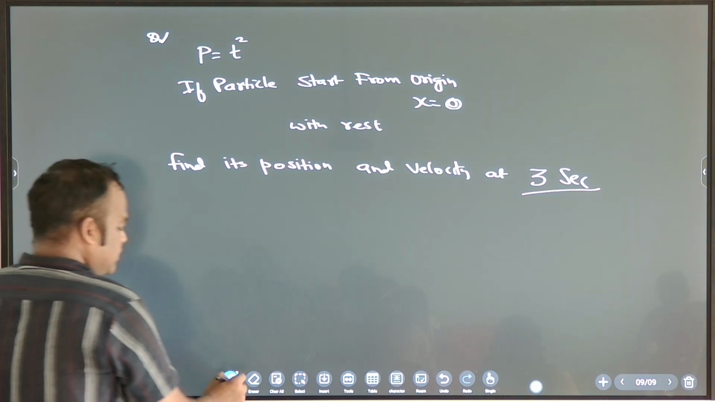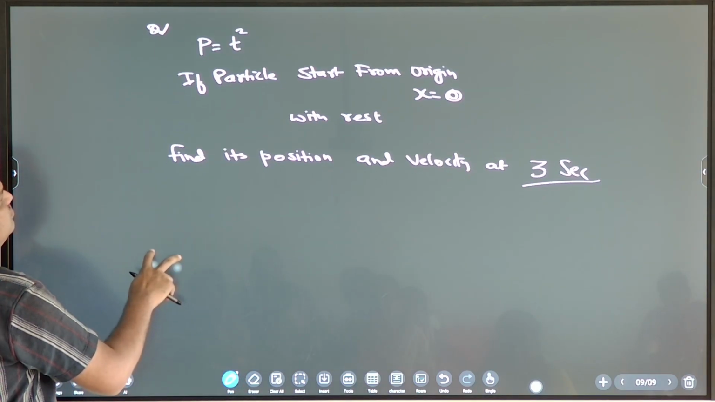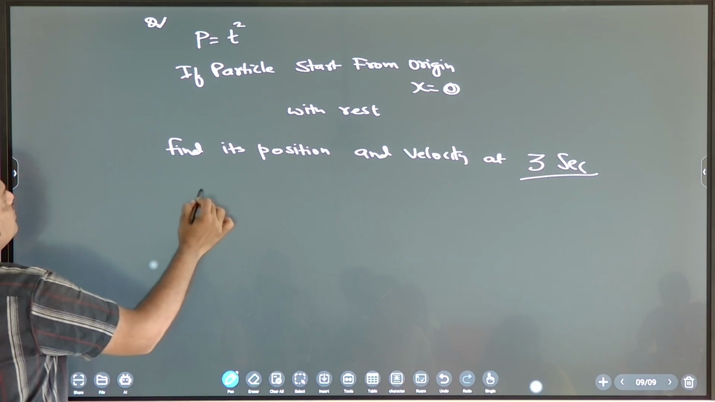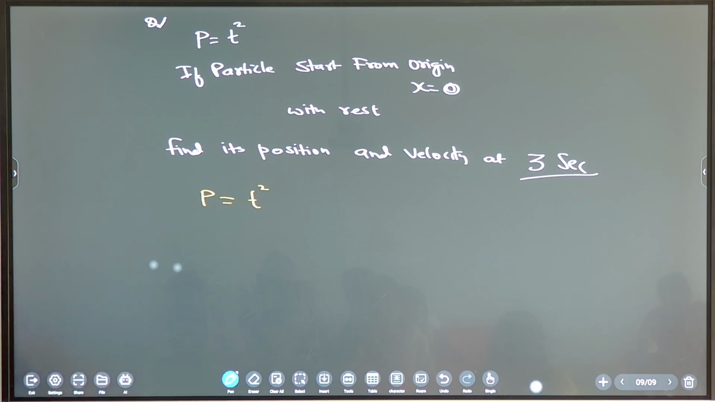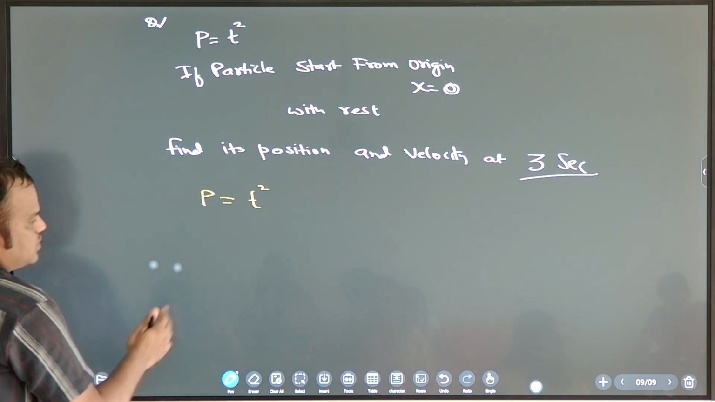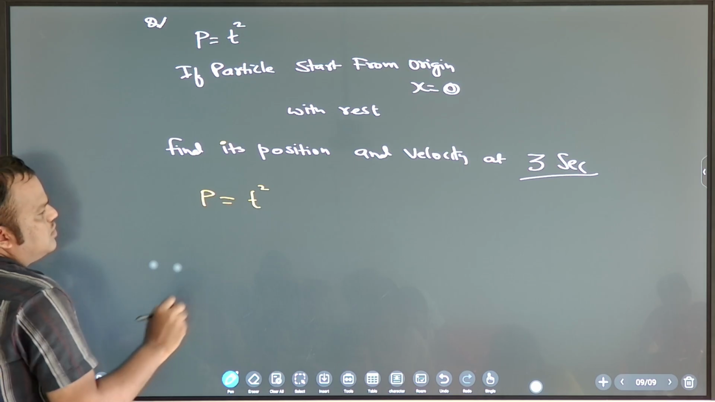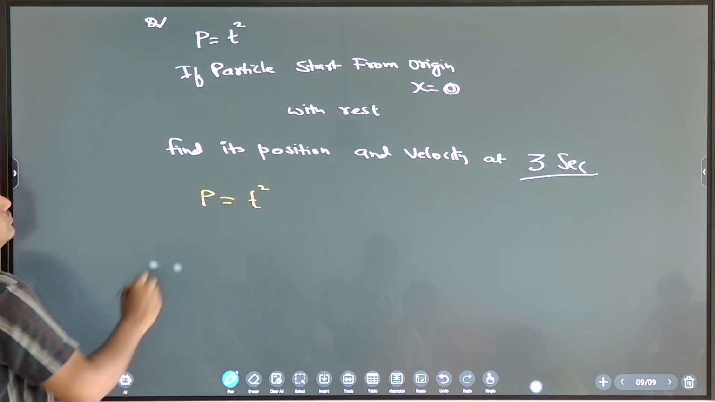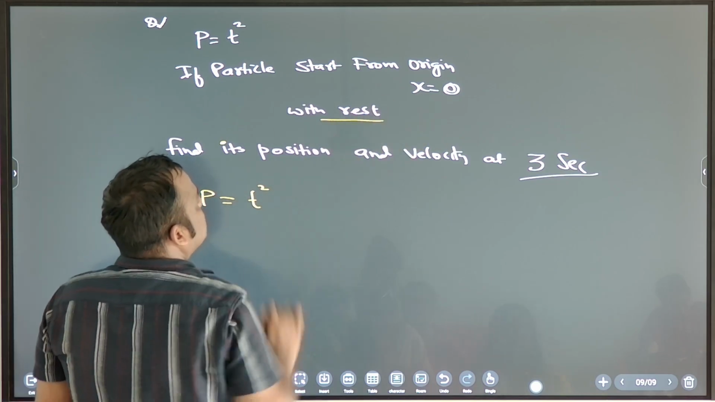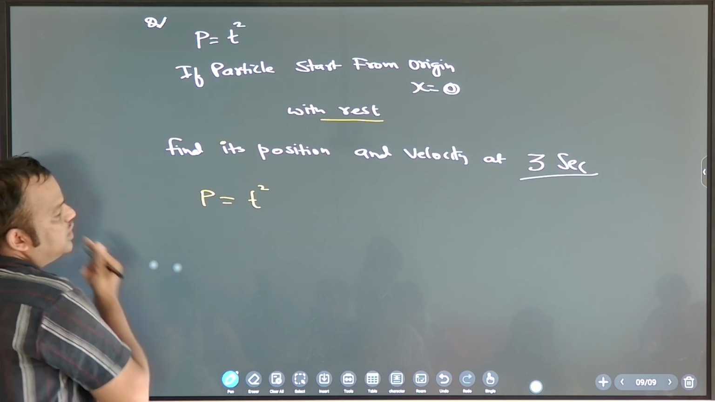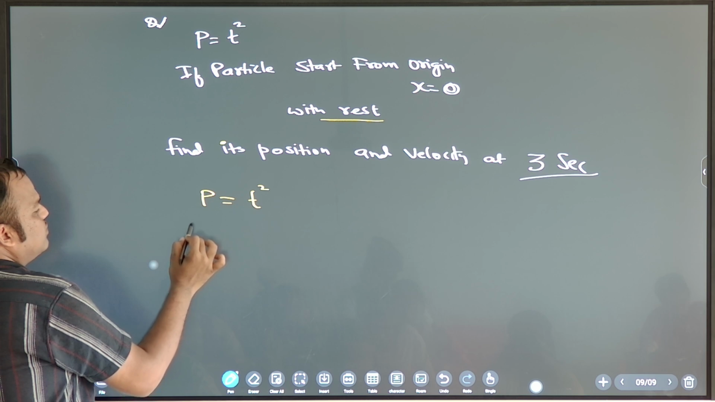So first you tell me, is it differentiation or integration? Integration. Okay, so you do like this. Power is equal to t square. Okay, start doing. I'm doing slowly, you do fast. So power is t square. Particle starts from origin with rest. So initial speed is 0, initial position is 0. So power is t square. What is the formula for power?